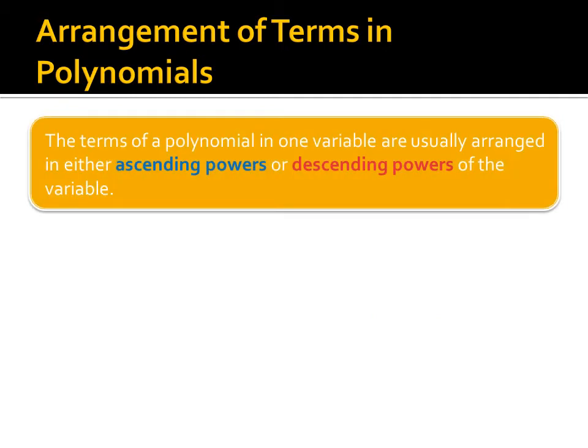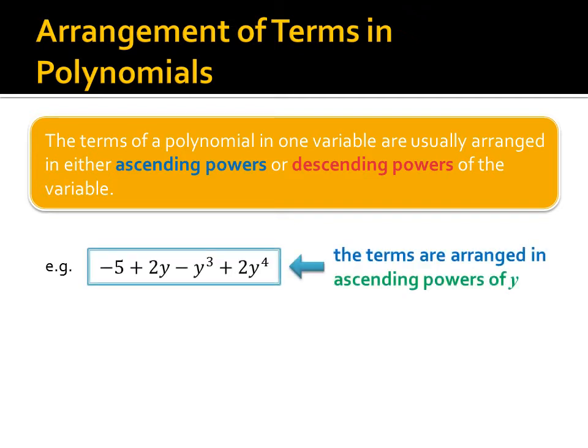The terms of a polynomial in one variable are usually arranged in either ascending powers or descending powers of the variable. For example, this is a polynomial in y. The terms are arranged in ascending powers of y. So you see that the powers of y are increasing. Starting from this y, this is y to the power 1, this is y to the power 3, and this is y to the power 4.